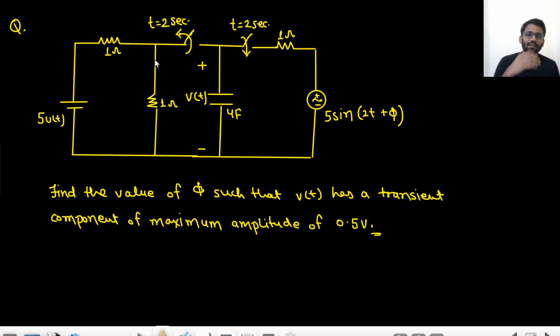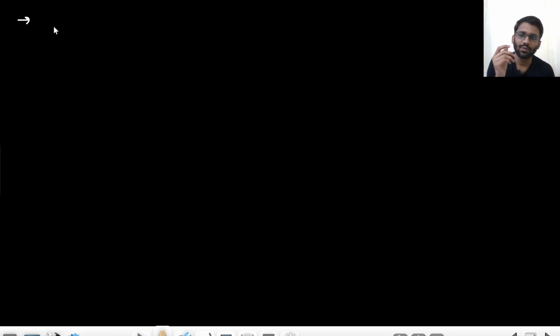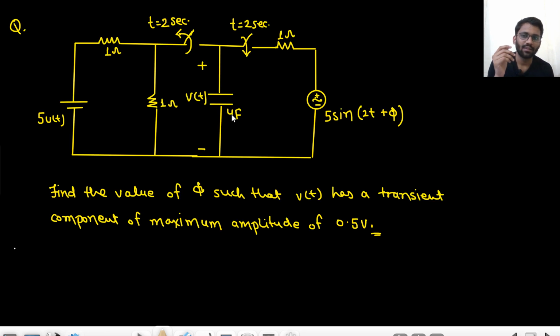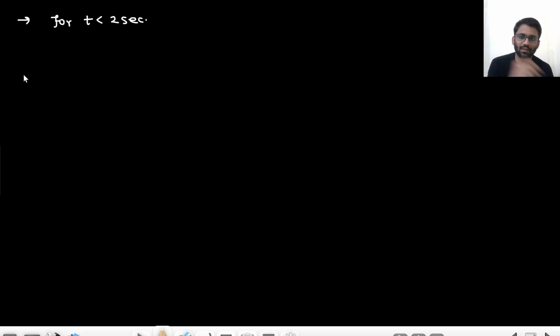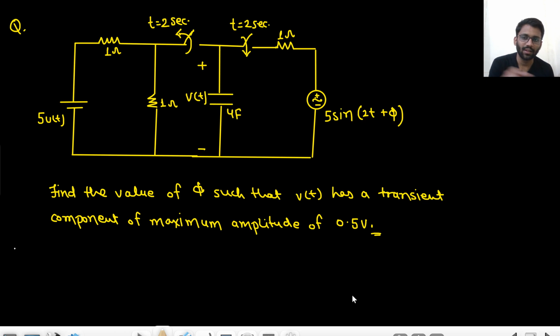So what is happening here? This switch is closed for a very long time and it is opened at t equals to 2 seconds, and this switch is closed at t equals to 2 seconds. I will make the circuit on the next page. So for t less than 2 seconds, what was the condition? This switch was closed, this switch was open. So forget about this, just think about this, right? Here the applied input is 5 u(t). That means it is starting from 0, right? Input is starting from 0.